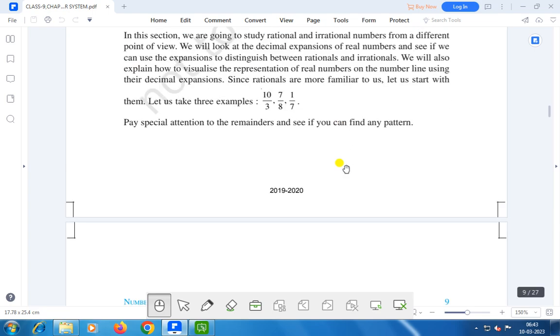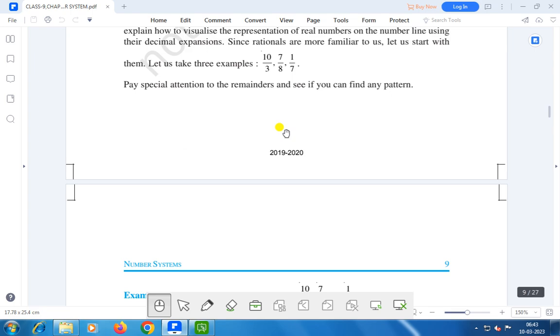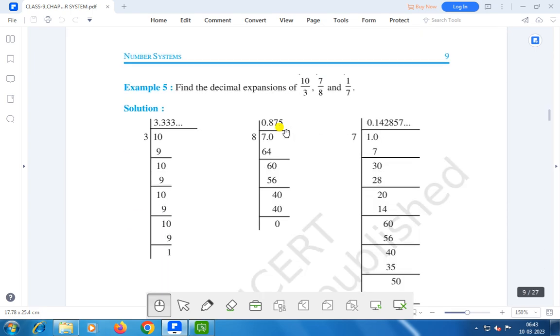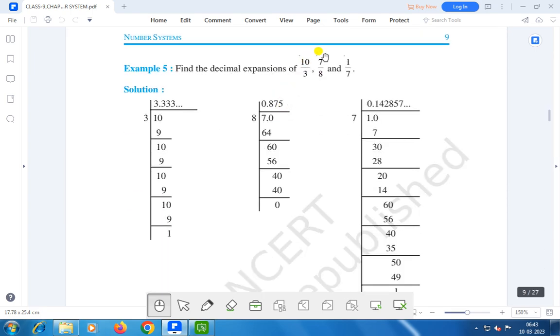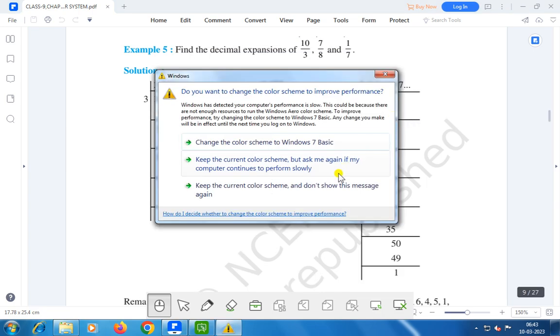Let us take three examples: 10 by 3, 7 by 8 and 1 by 7. Pay special attention to the remainders and see if we can find any pattern. Find the decimal expansion of 10 by 3, 7 by 8, 1 by 7. 10 by 3 is 3.3333 repeating, and 7 by 8 we are getting 0.875. The remainder is 0. 1 by 7 is 0.142857.